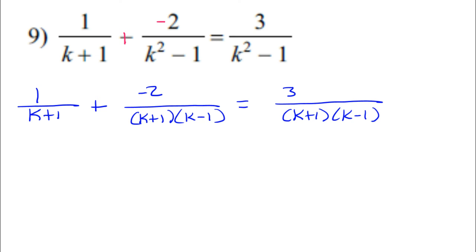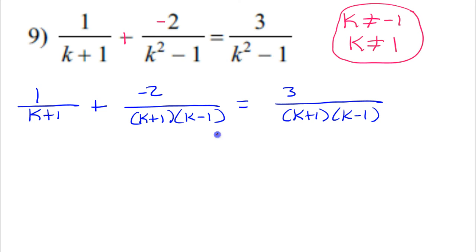Alright, let's make all the denominators the same. But wait, now is a good time to say the excluded values. Because of the k plus 1, k cannot equal negative 1. Alright, because of the k minus 1, k cannot equal positive 1. So these are my excluded values.